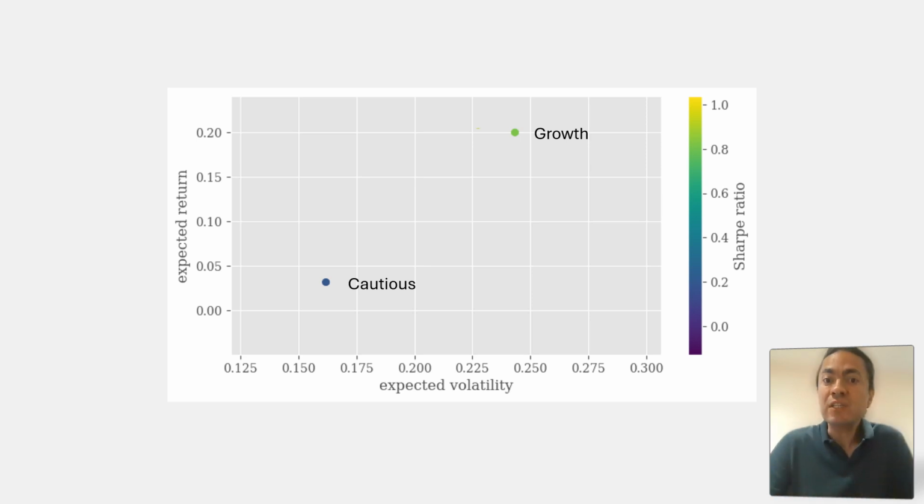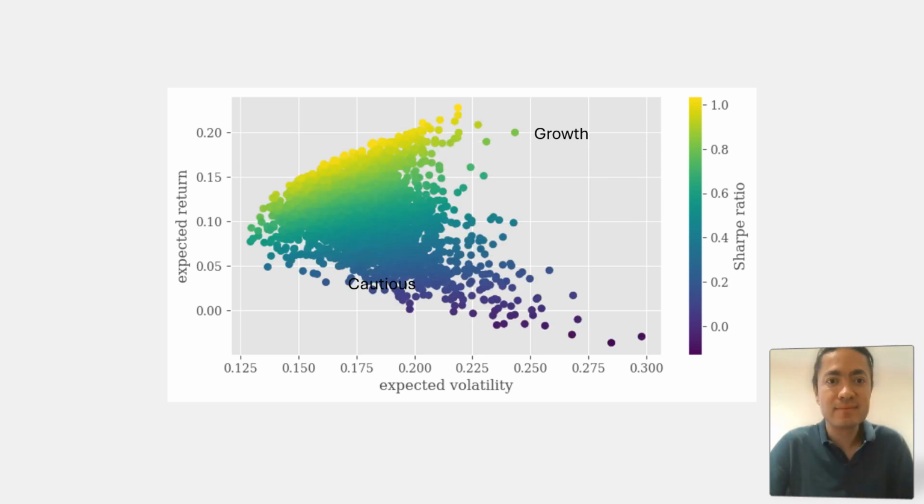But you actually don't need to be limited to just indices or just this description that you have. If you have enough computing power, you could put on this chart every single possible combination of portfolios, and then you get something like this.